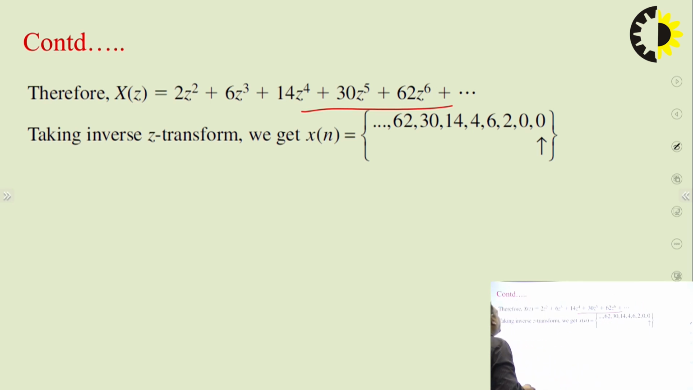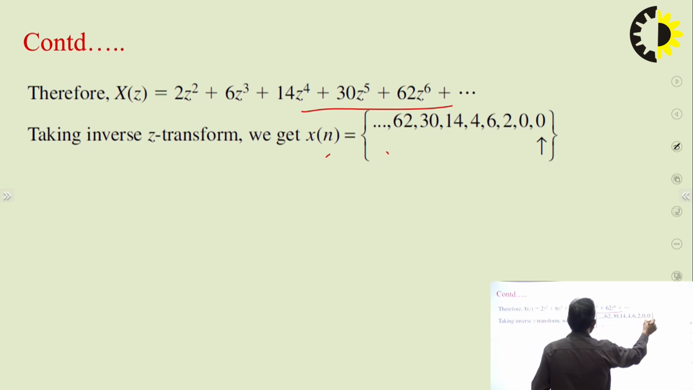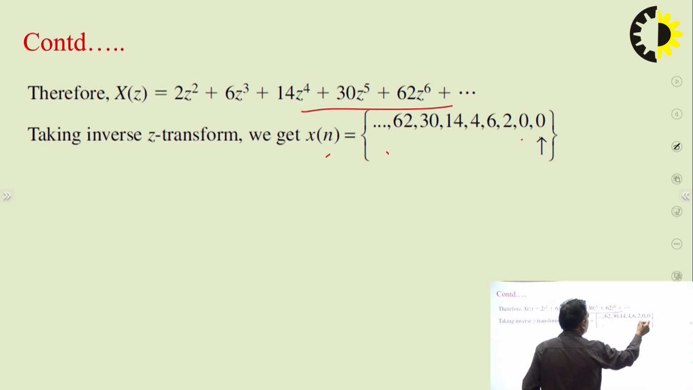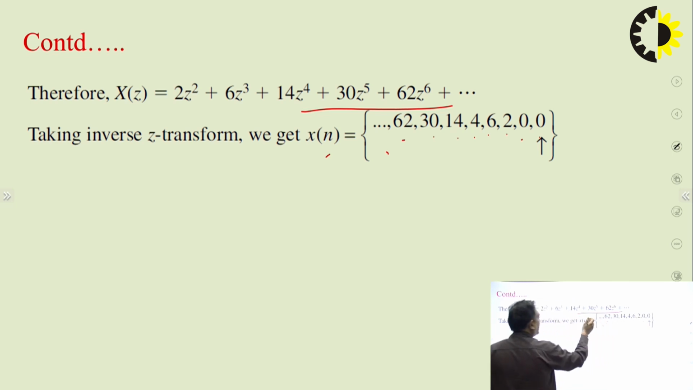If you write it as a sequence x[n], because all are positive powers of z, you will see that there is no constant term, no z to the power 0. So this term is 0, this term is 0, and then 2, 6, 14, 30, 62. Like this you will write it, and it will go up to infinity. So you are getting the solution in the left direction in this case.